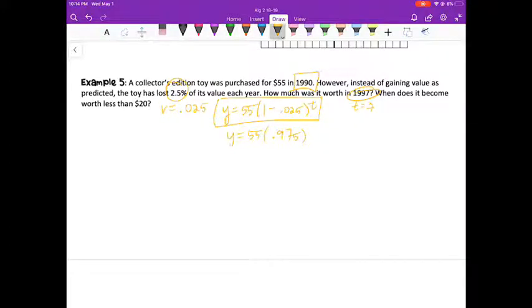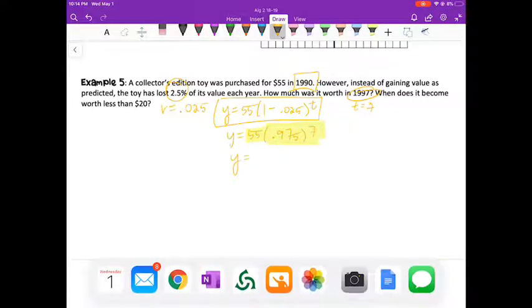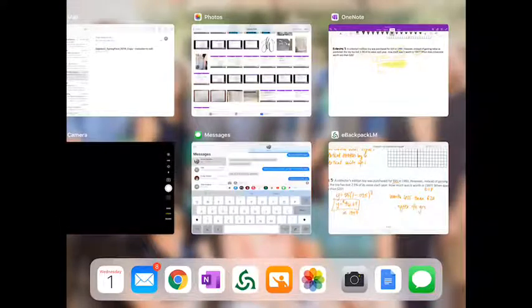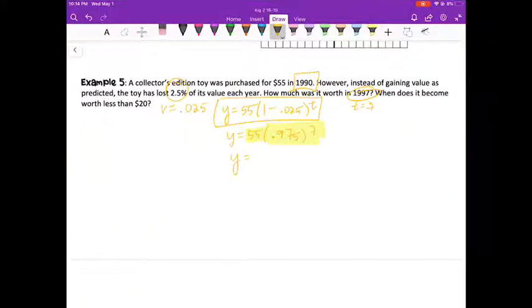And this is something we would want to plug in directly into our calculator. You can either enter it in all at once, or if you want to be safe, take 0.975 to the 7th power, hit enter, take that times 55. Either way, we end up finding $46.07.